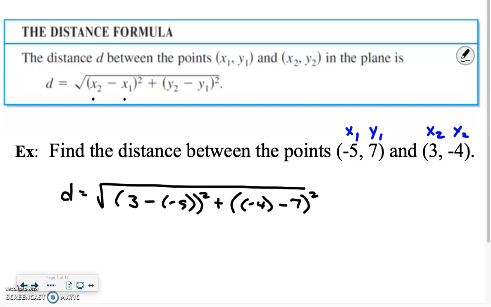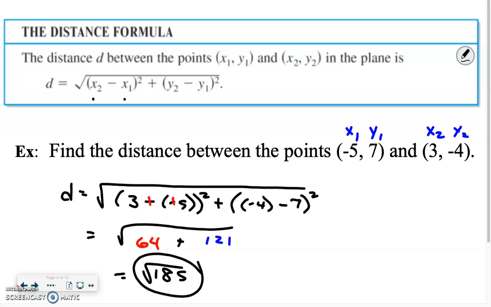Now we actually do the math. And with your help, 3 minus negative 5, it's a whole lot like 3 plus 5. What's that going to be? 3 plus 5 is 8. Square it, we get 64. We're over here doing the same thing. We have negative 4 minus 7. What's negative 4 minus 7? Negative 11. But then when we square it, we get 121. So we have the square root of 64 plus 121, which is going to give us the square root of 185. Now, we want the exact answer. We just found it. Square root of 185. It doesn't break down. It doesn't simplify.